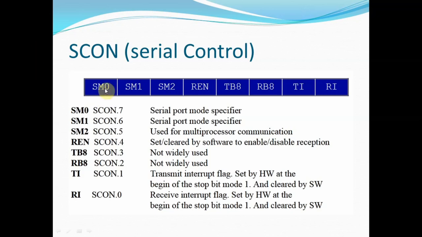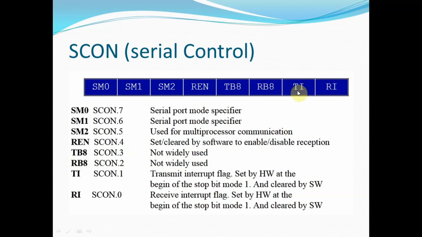So here SM0 and SM1, these two bits are mode specifiers, and here we are using mode 1. So for mode 1 we will set it equal to 0 1. This next bit is for multiprocessor, so this is 0, and we are making the receiving bit enable, that is REN equal to 1. TB8 and RB8 again are used for multiprocessing purposes, so this is 0.